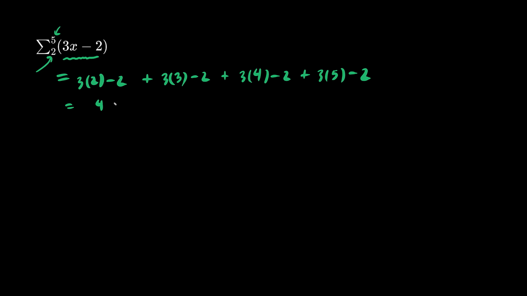We have 4 plus 7 plus 10 plus 13. 4 plus 7 is 11, plus 10 is 21. 21 plus 13 is 34. So this sigma notation evaluates to be 34.